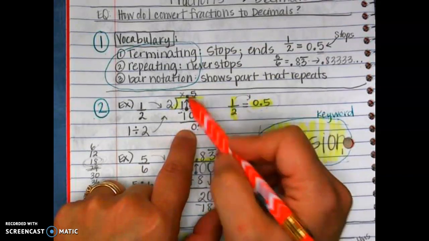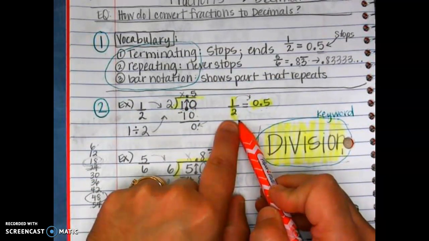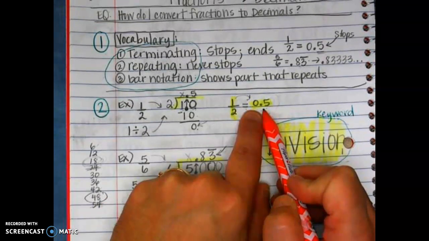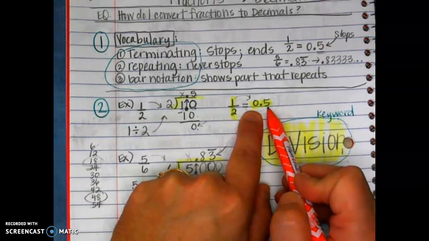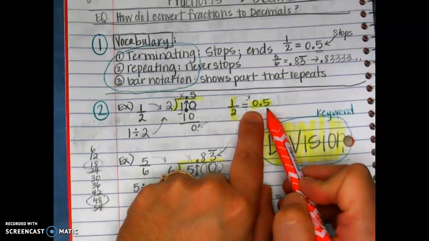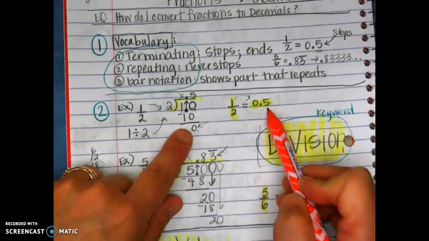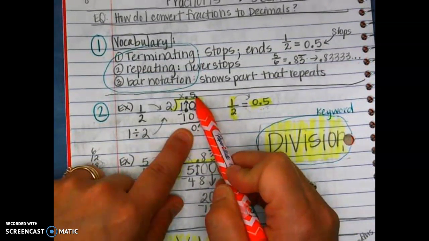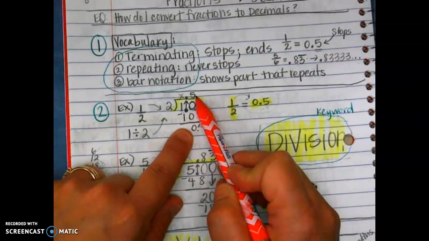So this division process takes me from 1/2 to its equivalent decimal, which is 0.5, which we actually say is 5/10. This decimal is called terminating because you've got no remainder here and the answer stops. To terminate means to stop.